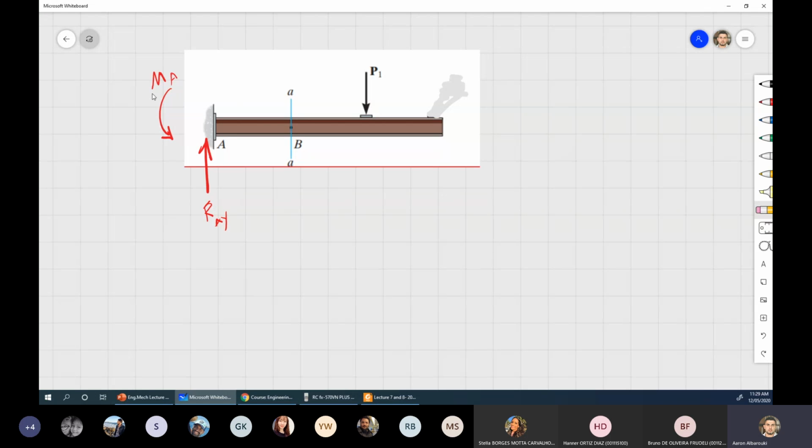The question is, we all know that RAY, do you agree, Hannah, that RAY should equal P, simply because that's from sigma Fy equals 0. This beam should be balanced in the vertical direction. That will make the reaction here equal to the force P1. All good? The question is, how is this force getting transferred to here, or how is the reaction stopping this force from moving the beam down?